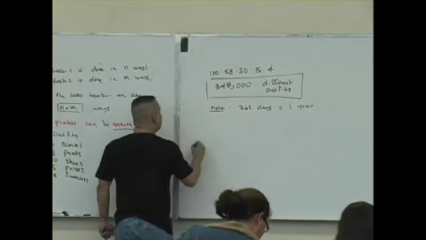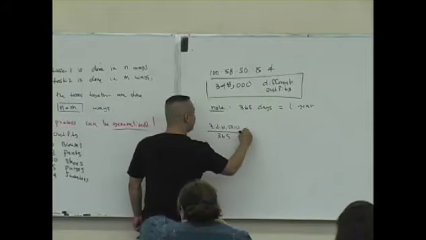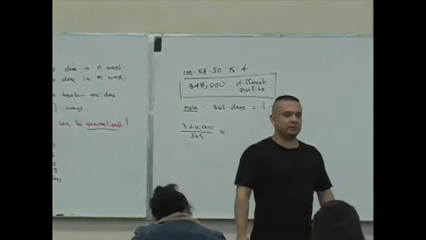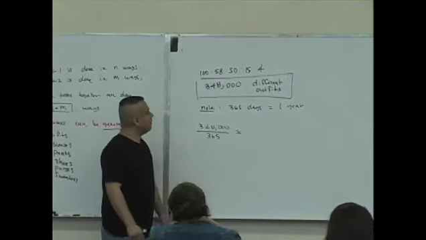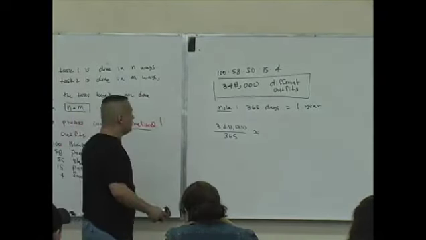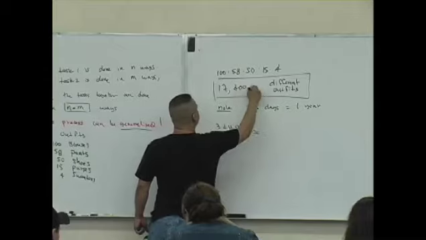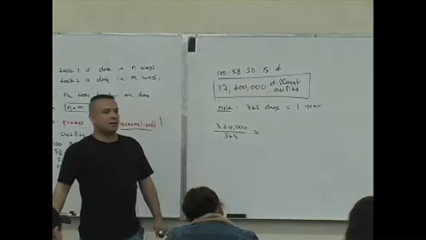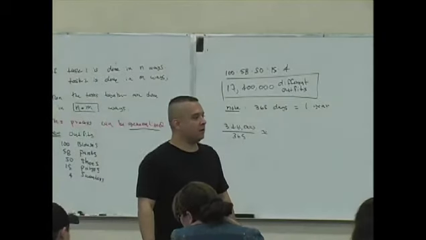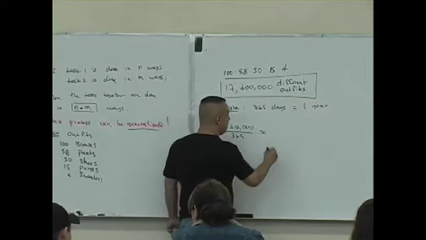You guys want to know how many days of the year there are? 365 days is 1 year, right? Can you divide that number, 348,000, by 365? What do you guys get? 17,400,000 different outfits, right? Okay. Divide this number by 365. What do you get?